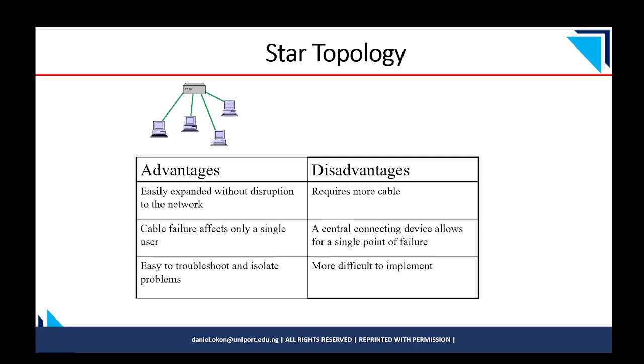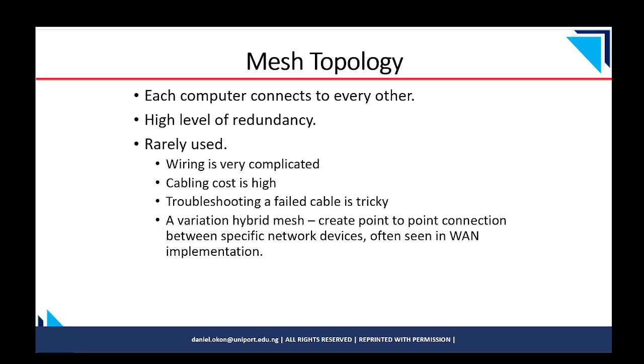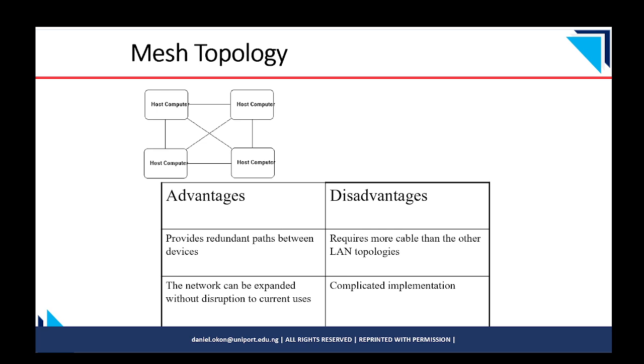It can easily be expanded without disrupting the network. It's just a matter of adding another switch here, disconnecting just one person so that you use the person to loop to the next one, right? And everybody will start working. Cable faults only affect a single user, but it requires more cable and it's more difficult to implement.